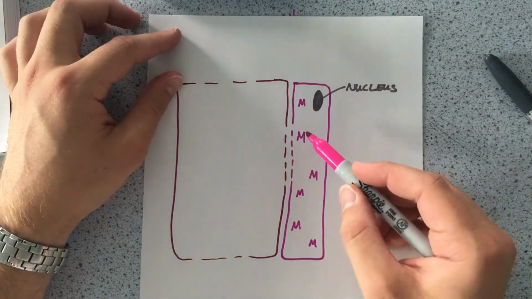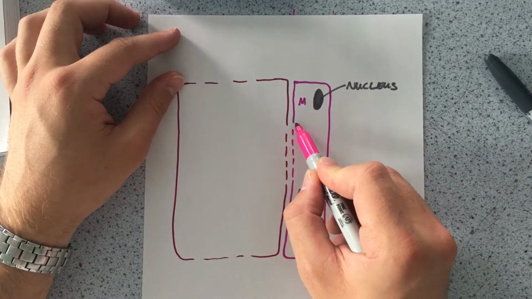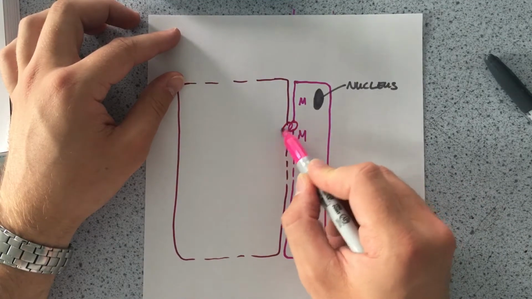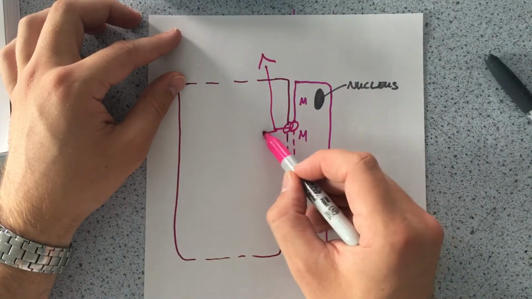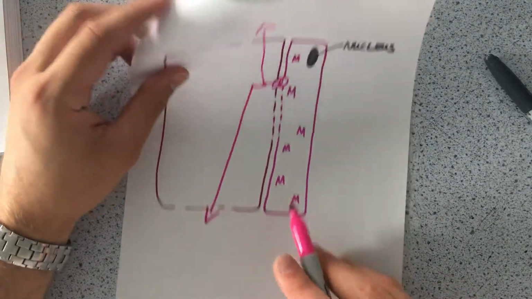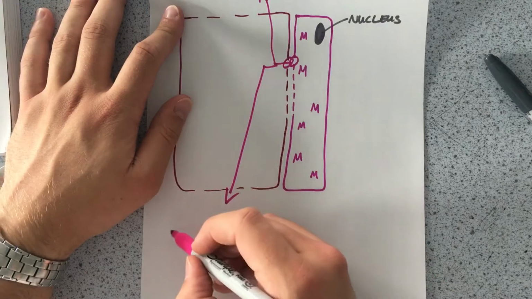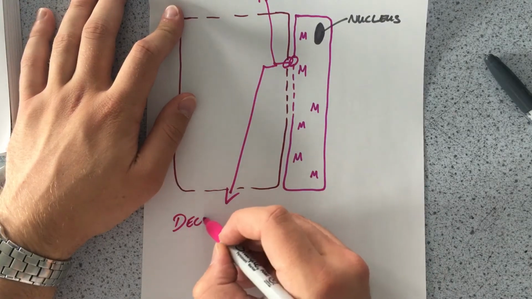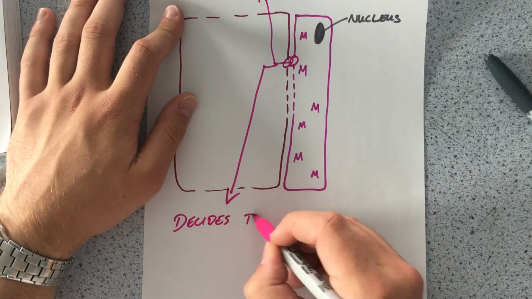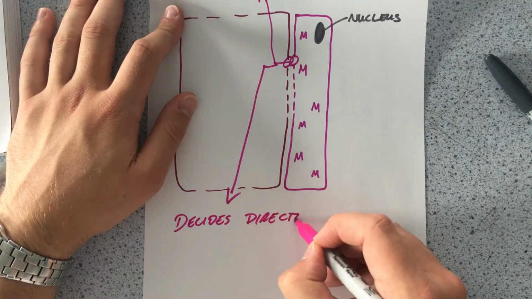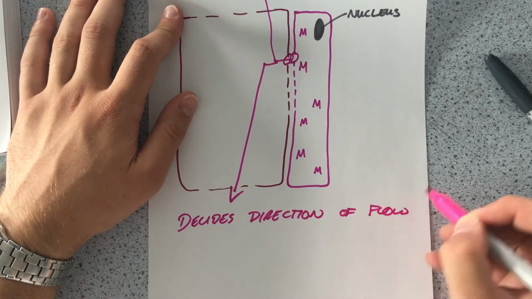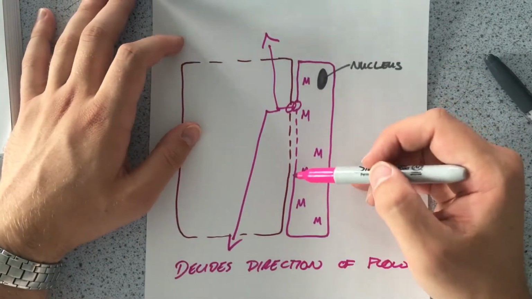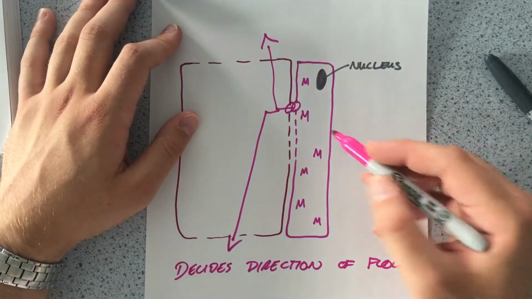So my nucleus has to decide whether or not my mitochondria and my carrier proteins here are going to pump sucrose up to the leaf or down to the roots. So it's a question of necessity and need. So the nucleus decides direction of flow. And it does this through a whole load of different chemical reactions and cascades, and it can tell whether or not more sucrose or glucose is needed here.